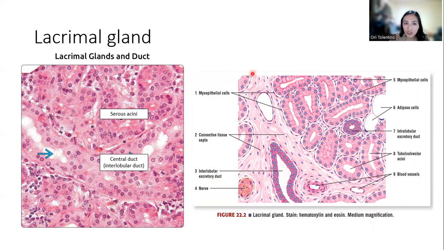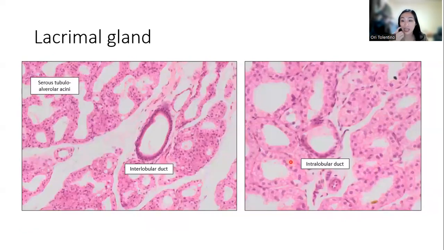So this is one lobe, this is another lobe separated by connective tissue, and inside the connective tissue is a duct called the interlobular excretory duct. While inside the lobes, we have the intralobular excretory duct. In the histologic section, you can see serous acini, and this is one lobe of the gland. We cannot see it clearly, but there is connective tissue here, and inside it is a central duct, or interlobular excretory duct, in the connective tissue separating the lobes. So this is the slide we actually have in the laboratory.